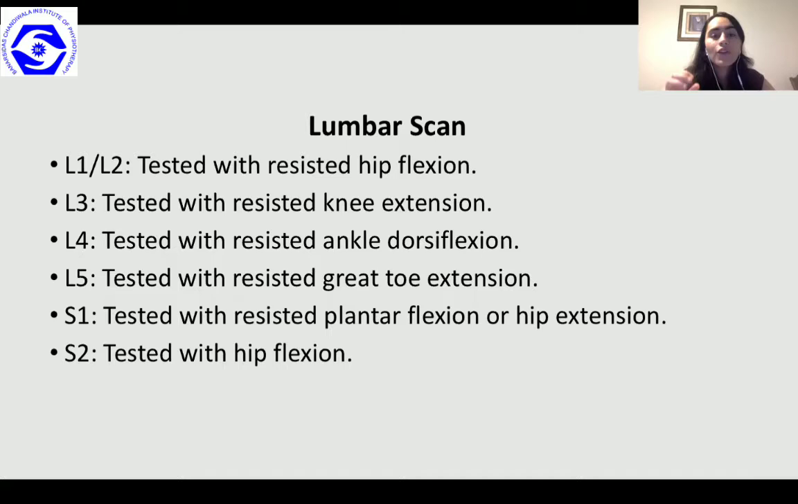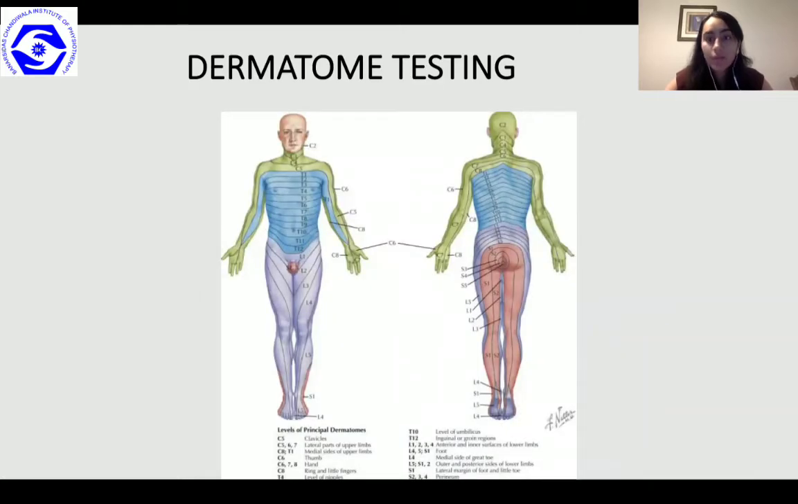Whichever myotome shows fatigable weakness, we can say that that nerve root is affected. But to make sure, we would be doing the dermatome testing. So all of you must have always seen this chart, which is very difficult to remember. But in terms of dermatome testing, we follow a procedure which I'll highlight in the next slide.